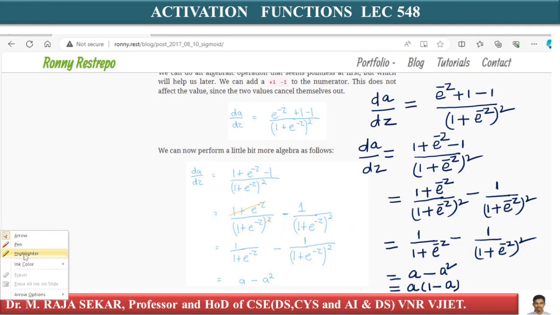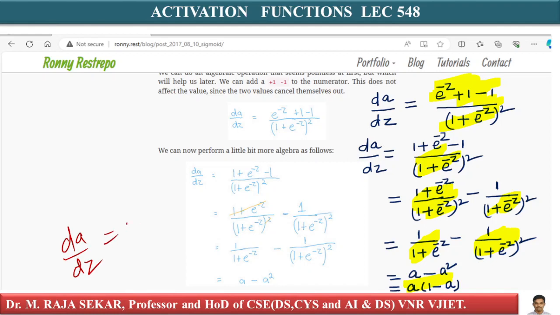This can be written as e power minus z plus 1 minus 1. I am just separating this one. What will I get? This is a, and this is a square. If I take a into 1 minus a common, therefore what you are getting here is dA by dz equal to a into 1 minus a. That's what it says, isn't it? Anybody can understand this simple differentiation.